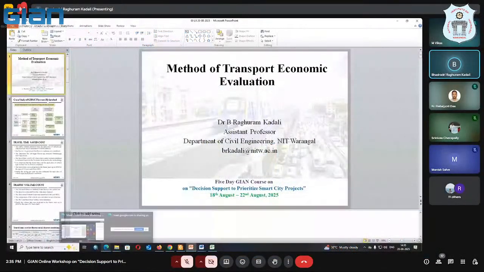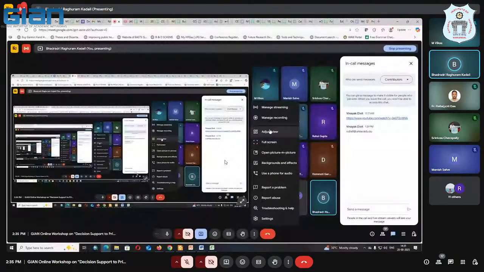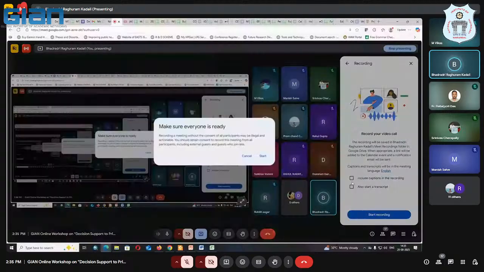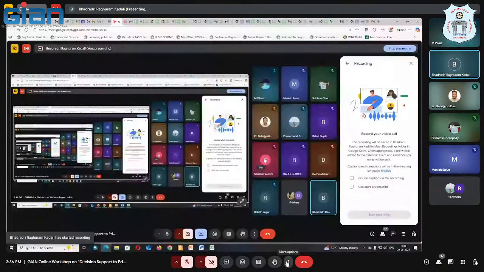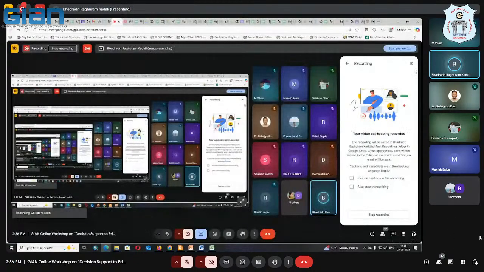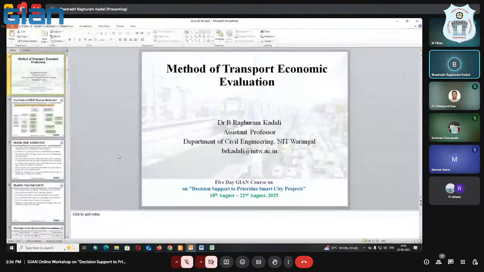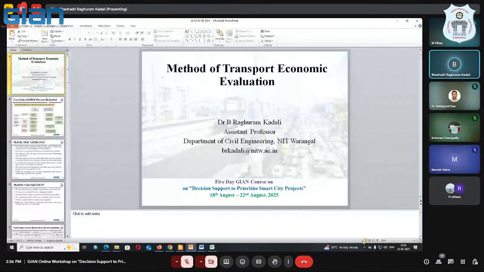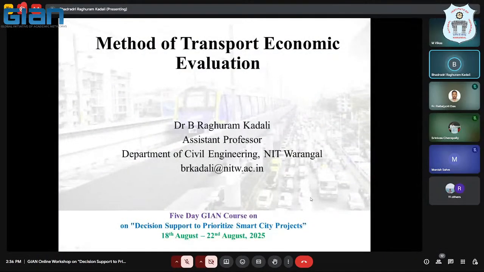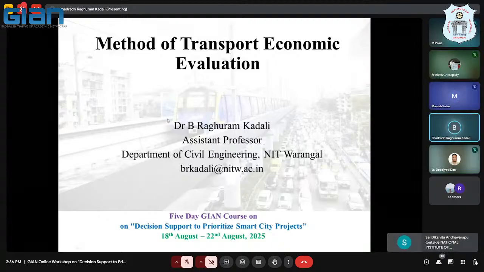About the method of transport economic evaluation, we have done a very recent project from the NIT Warangal side: the evaluation of the flyovers of the GHMC. They made a request to evaluate the flyovers they have constructed and what benefits are expected from them. Generally this is also called the benefit monitoring evaluation system. So can you expect what would be the difference between benefit monitoring evaluation and economic evaluation?